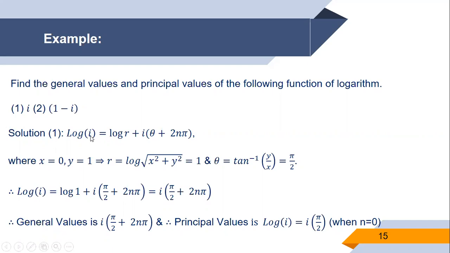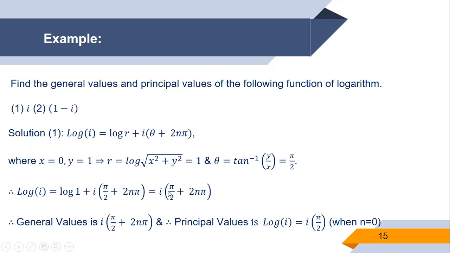This is the complex number i. We compare it with the standard form z = x + iy. So x is 0, y is 1. Therefore r is the square root of x squared plus y squared, which is 1. There is a writing mistake on the slide, it is not log here, only the square root of x squared plus y squared. And theta is tan inverse y by x, so pi by 2. So we replace r equal to 1 and theta equal to pi by 2 in the standard formula. So log i is log r, that means log 1, plus i times (pi by 2 plus 2n pi). Now we know that log 1 is 0, so the result is i(pi by 2 + 2n pi).